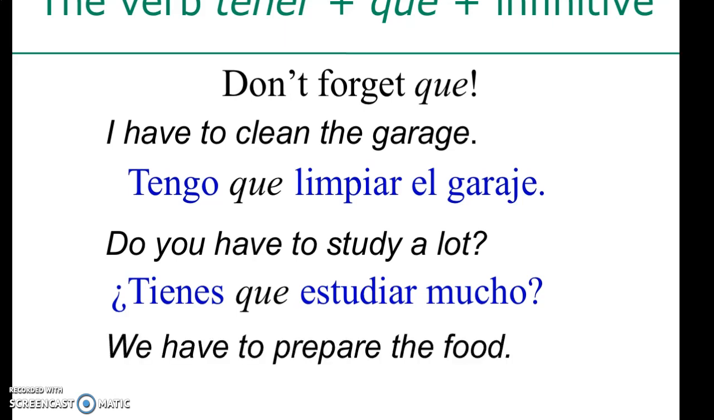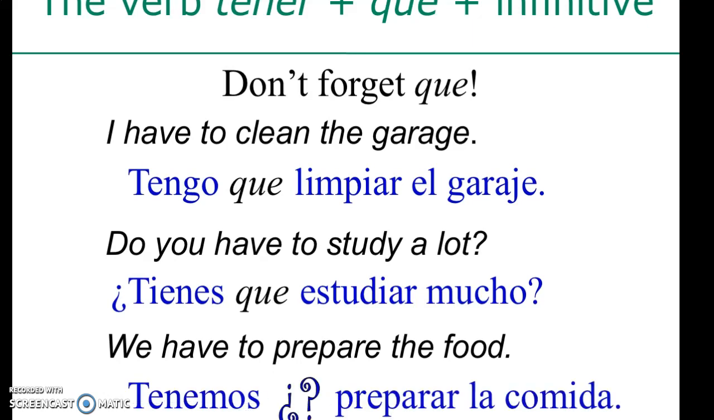Here's one last one, and hopefully it will not get cut off at the bottom because sometimes they do. Unfortunately, my screen that I can capture won't let me capture all of it. Okay, so we have to prepare the food. So what's the we form or the nosotros form of tener? It's tenemos. Make sure you use your que. And then you need the verb for to prepare. What's that verb? Tenemos que preparar la comida.